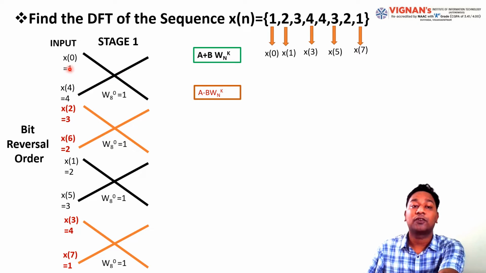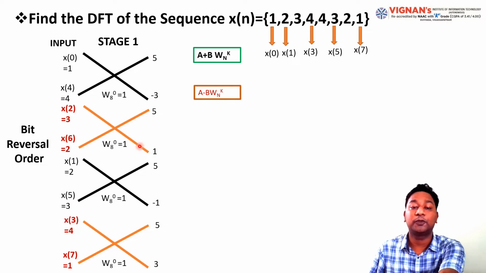Now we'll put the values for the first butterfly. This value will be 1 plus 4, which means 5. This one is 1 minus 4, that is minus 3. Similarly 3 plus 2 equal to 5 and 3 minus 2 equal to 1. Similarly 2 plus 3 equal to 5 and 2 minus 3 equal to minus 1, and 4 plus 1 equal to 5 and 4 minus 1 equal to 3. So the output of stage 1 is 5, minus 3, 5, 1, 5, minus 1, 5, 3.